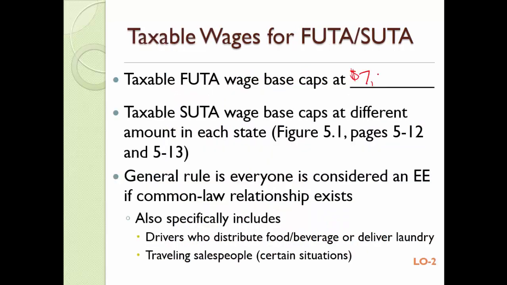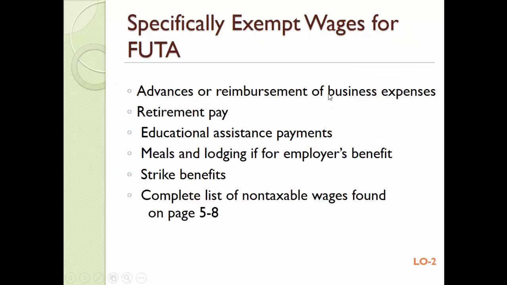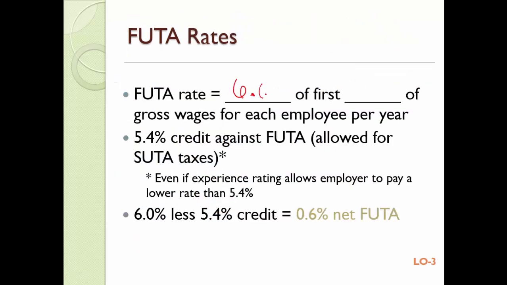FUTA, the cap base, is $7,000. So at $7,000, the employer does not have to pay FUTA on its employees anymore. The FUTA rate is 6% on, like we said, the first $7,000. But the key here is you can claim a 5.4% credit against FUTA for your SUTA taxes. So your net FUTA is only going to be 0.6%.